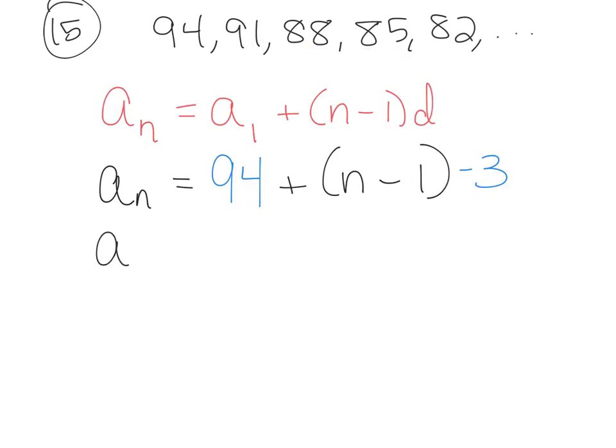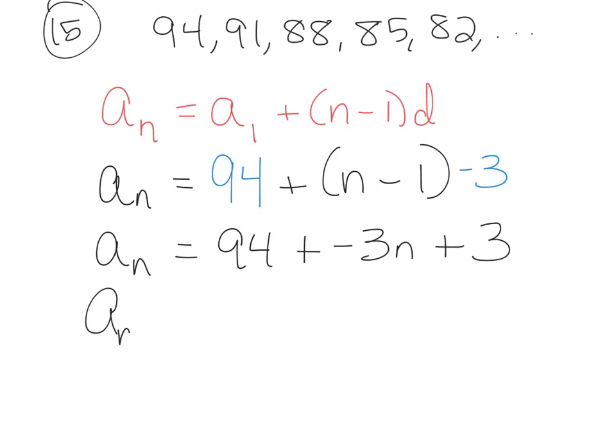So then when I keep going and simplify here, I get 94 plus, remember this negative 3 is being distributed in both locations here. So I'm going to have a minus 3n, and then I'm going to have a plus 3. So again, go ahead and simplify it down, and you're going to get a negative 3n, and then you've got 94 plus 3, which simplifies to a plus 97. So your nth term equation is going to be negative 3n plus 97.